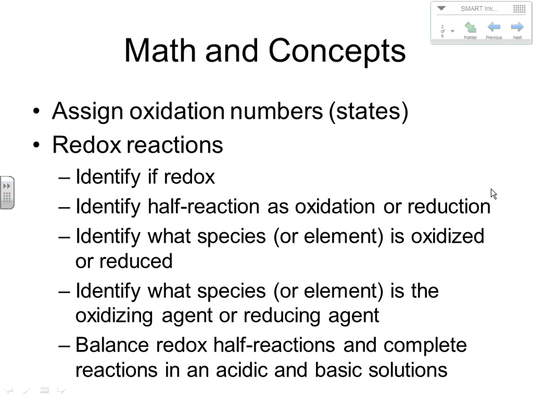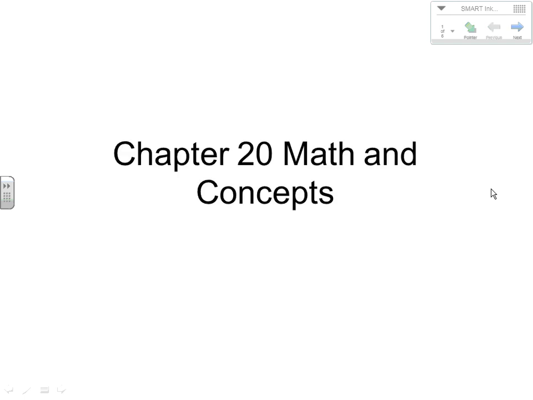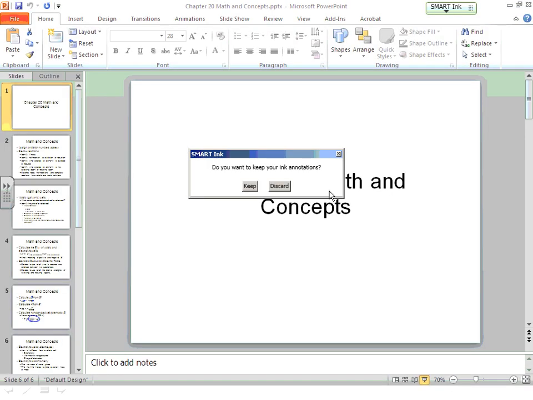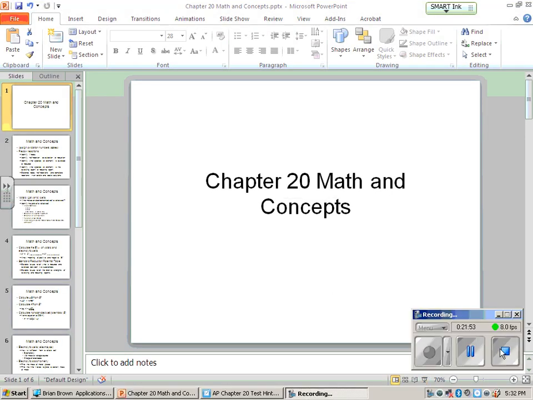Also be able to identify the oxidizing agent or the reducing agent. Remember, what is reduced is the oxidizing agent because it causes the oxidation. And what is oxidized is the reducing agent because it causes the reduction. And remember to be able to balance not only your half reactions, but balance electron transfers once you have two balanced half reactions and get the overall balanced redox reaction in both acidic and basic environments. And that's the stuff you should know from chapter 20, both math and concept wise, as well as some of the key misconceptions. Good luck on the test.